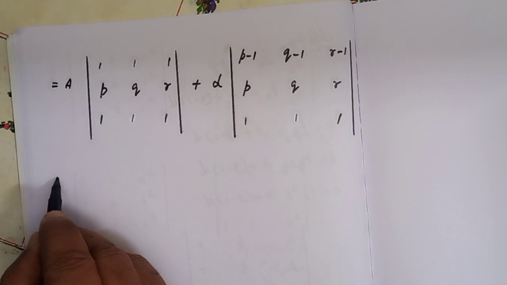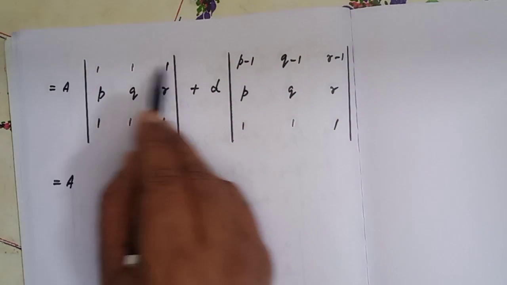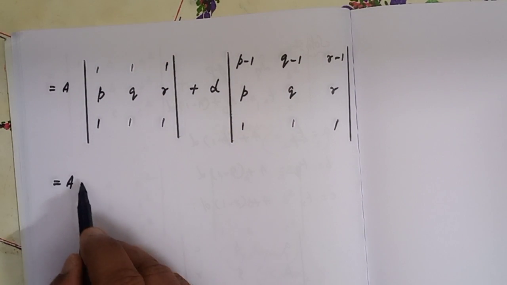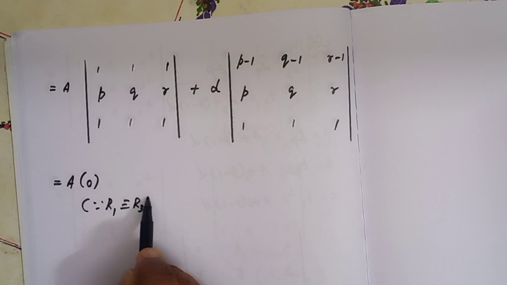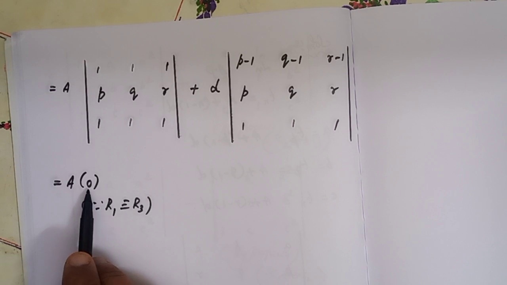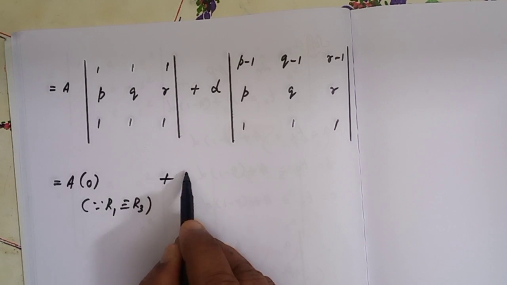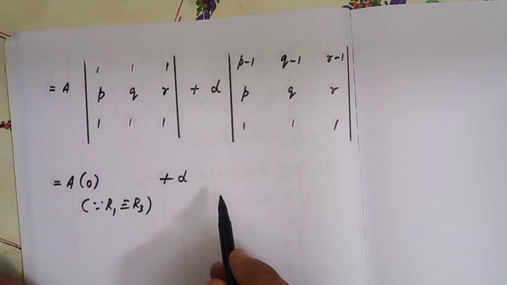That is equal to A times a determinant in which the first row and third row are both identical, so we can write the value as 0. The reason: since R1 is identical to R3, the two rows are identical, the value of the determinant becomes 0, plus d into the second determinant.